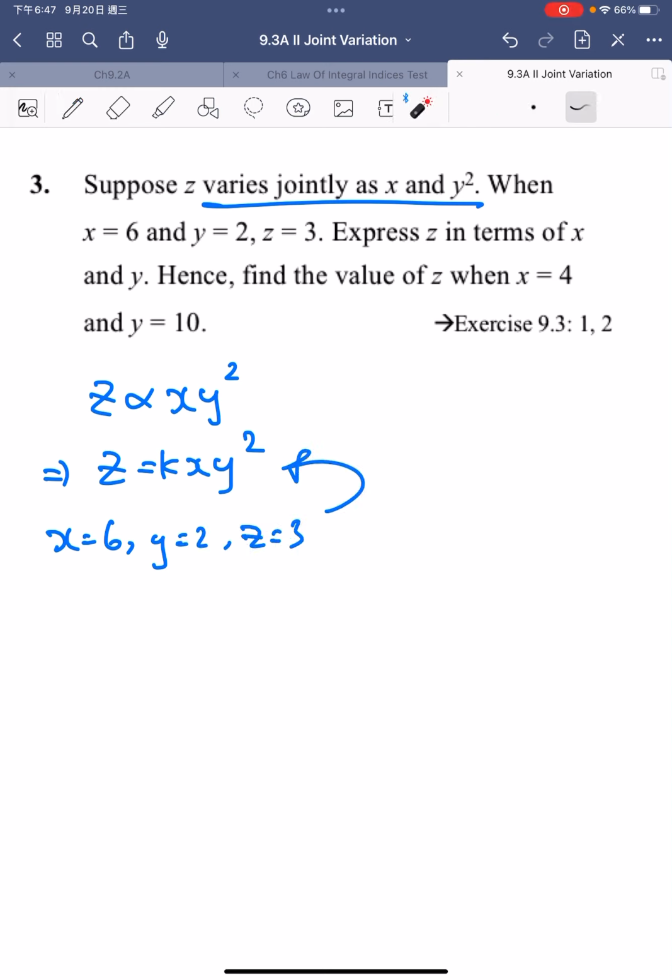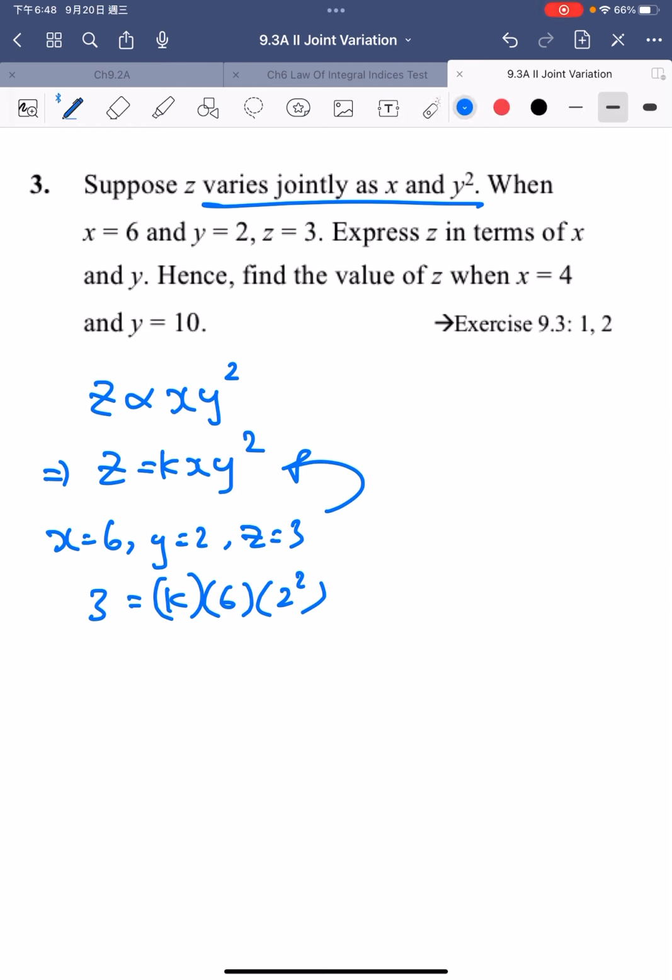A lot of students forgot to write this squared, okay? So make sure that you follow the question. The question is saying that it varies jointly as x and y squared, so make sure you put this squared. Then we have 3 is equal to k times 6 times 2 squared, which substitutes the x here, and substitutes the y here and squares it, and the z is put at the left hand side.